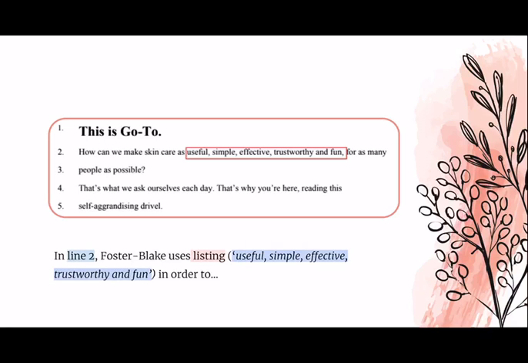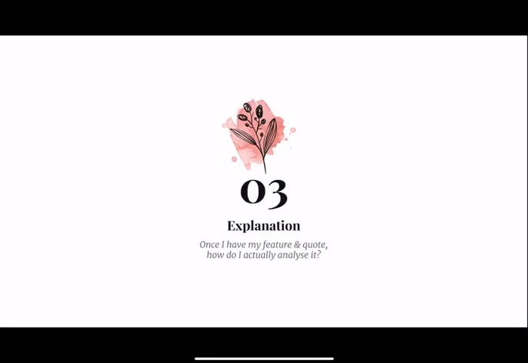Okay, so that's where I've got the first two parts. So I've named the feature, listing, which is highlighted in pink, and then I've got the two parts that are necessary for providing your evidence. So I've got the line number, and then I've got the quote. Okay, on to part 3. This is the explanation. So once I've got my feature and my quote, how do I actually analyze it? What's the part that makes it an analysis of the language?